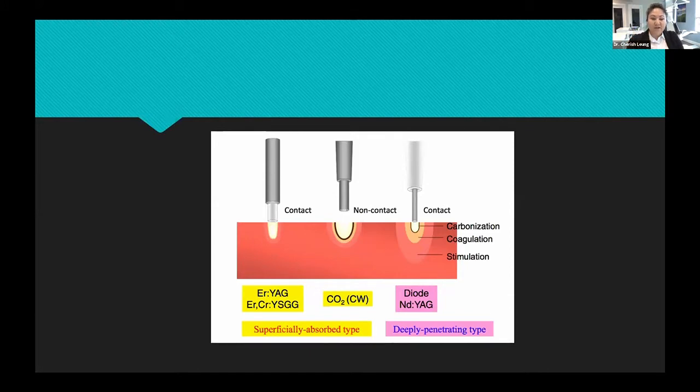tactile stimulation, the sensation. And then, sorry, my staff just turned on the light. Can you turn it off?